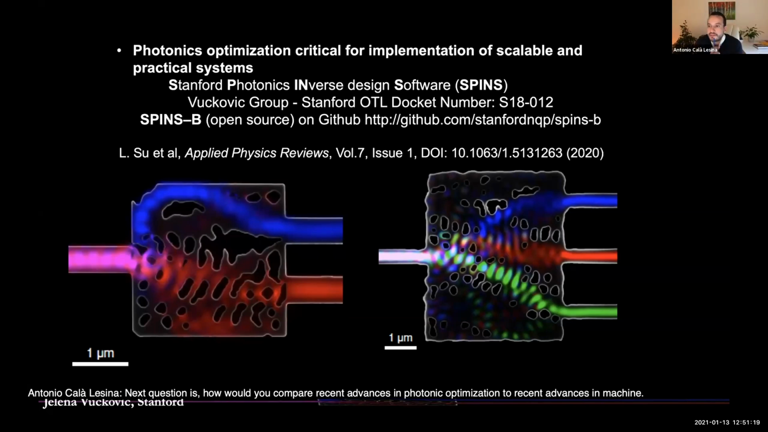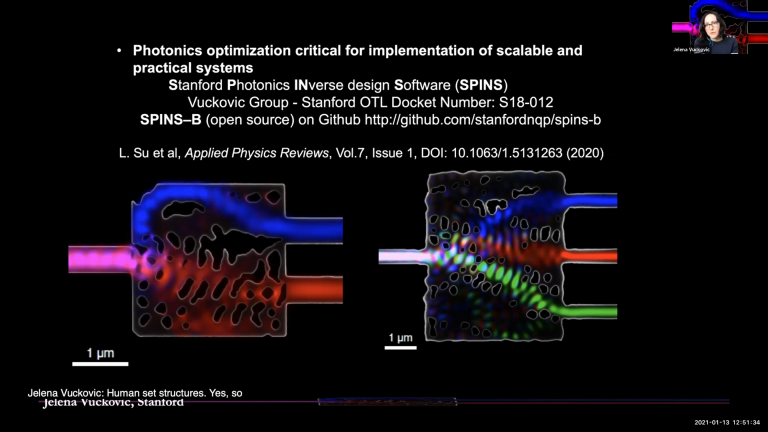Next question is, how would you compare recent advances in photonic optimization to recent advances in machine learning? For instance, there have been several papers that use machine learning to predict unit cell structures. Yes, it's an excellent question. Machine learning certainly is just a type of optimization. We did look into it.